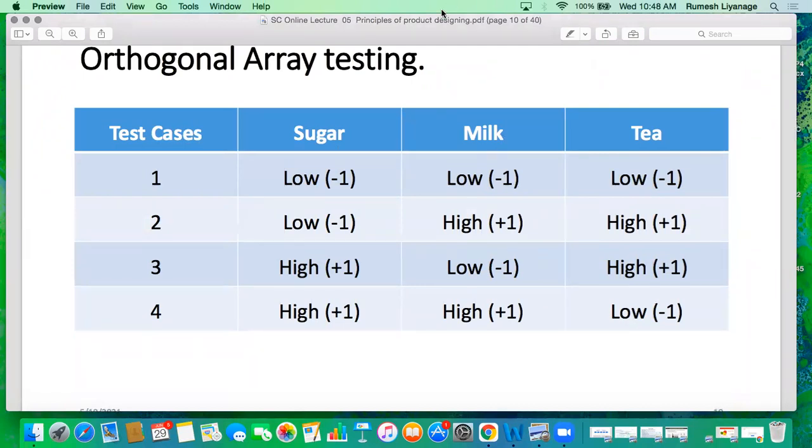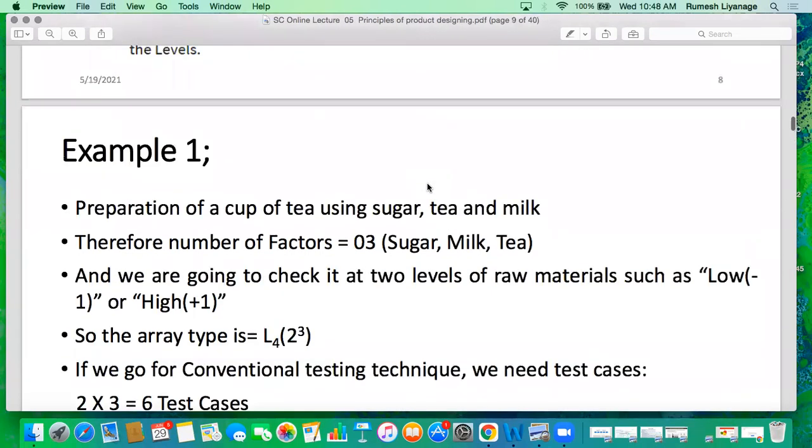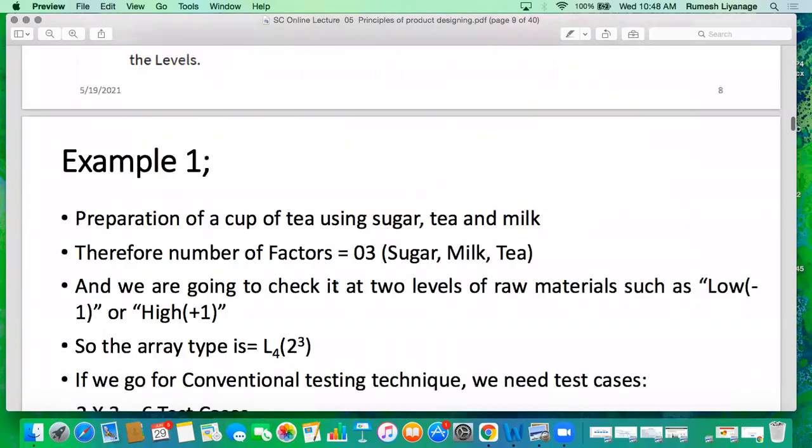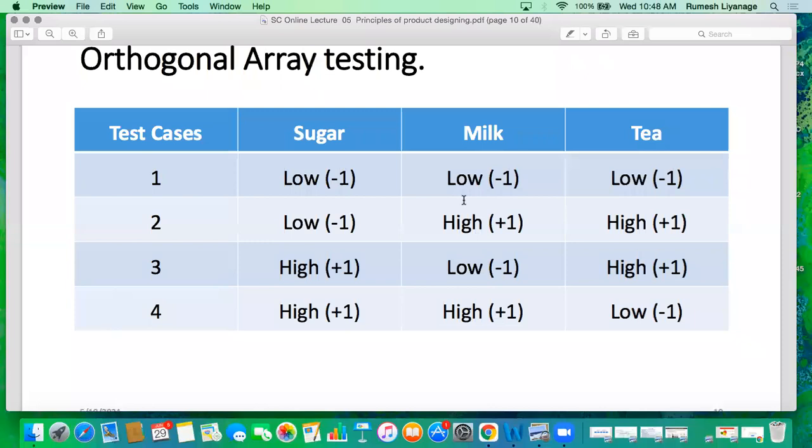I will explain how to get this system, right? How many factors are there? 3 factors. How many levels? 2 levels. So we have to select the 4 factor method.